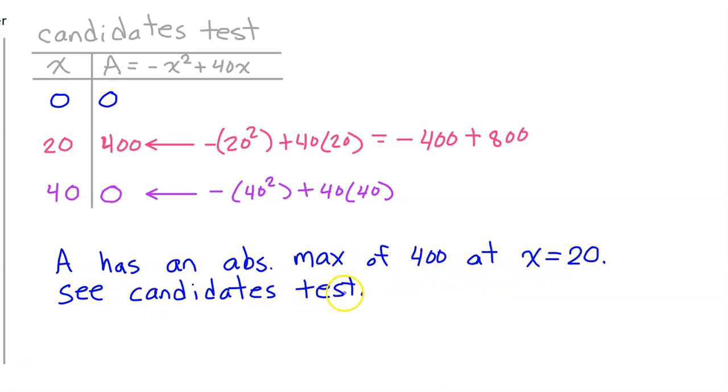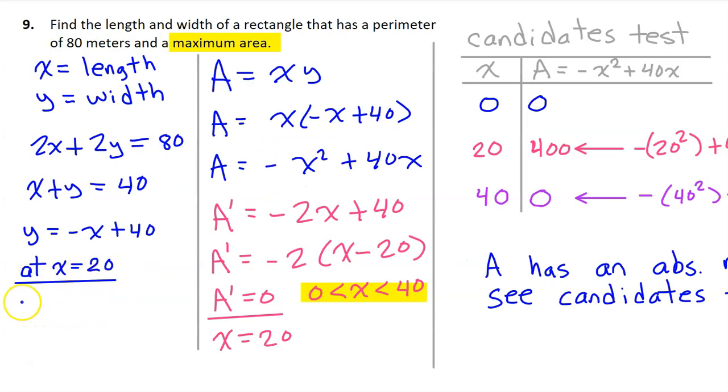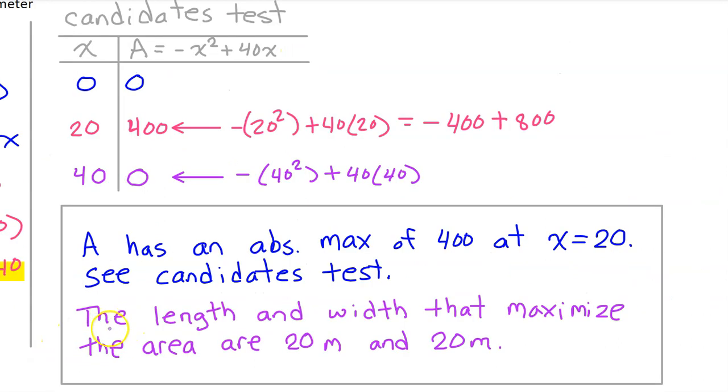See candidates test. So far we have found x, the length, and we still need to find y, the width. At x equals 20, y is equal to negative 20 plus 40. So of course y is equal to 20. So add this to your final answer. The length and width that maximize the area are 20 meters and 20 meters.